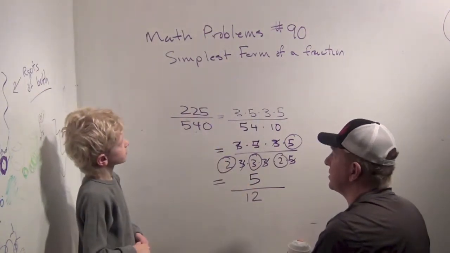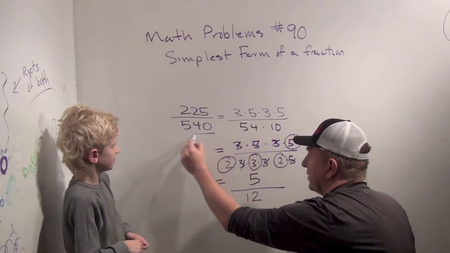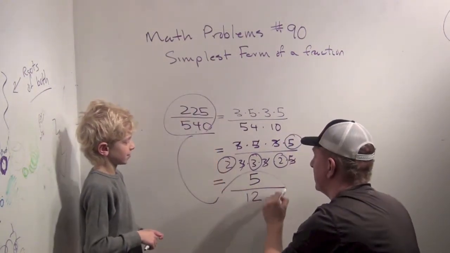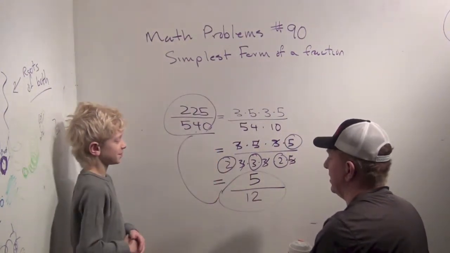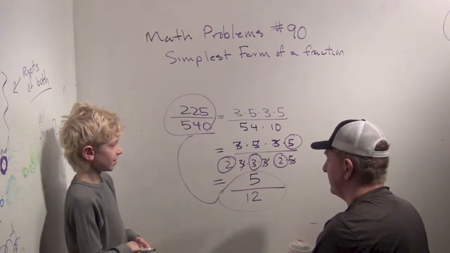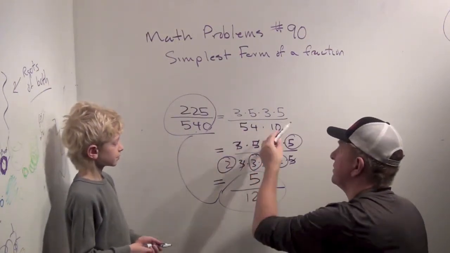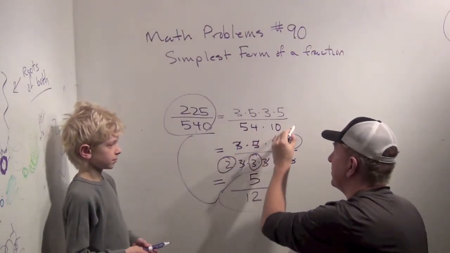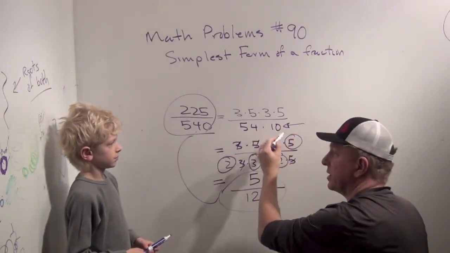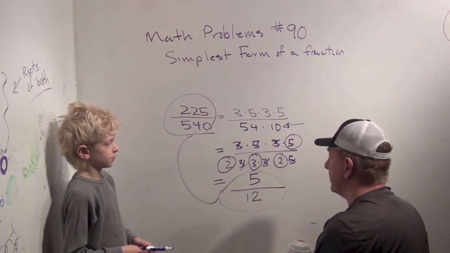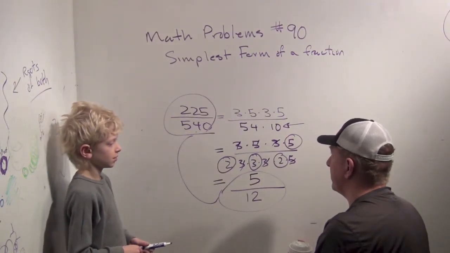So do you see why we call this simplest form? Which one is simpler, this or this? I think that one's simpler. Yeah, 5/12 is a lot simpler. Okay, well good job. And that's all we're going to do. You can factor into primes or you can factor into an intermediate step like you did here, which is often very helpful in figuring out what might cancel.